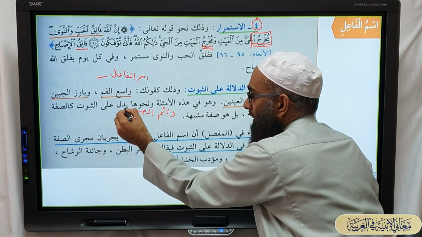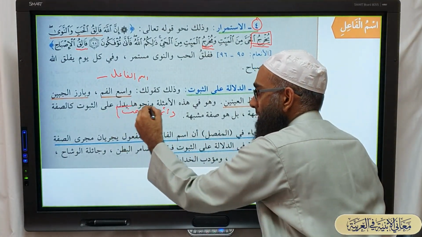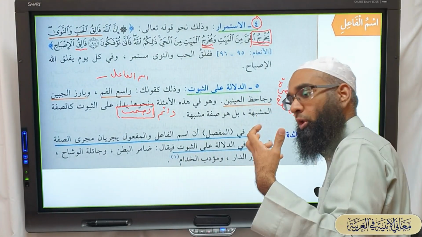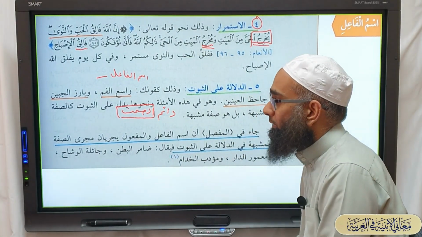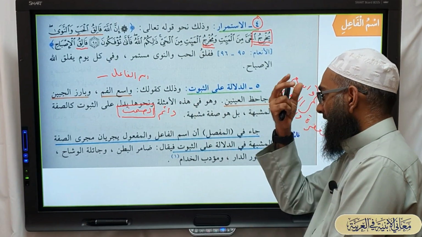So da'imus samt, this ism al-fa'il shows a long-term meaning of the Prophet having samt. Samt means to remain quiet and ponder for a long time. He had lots of time where he would just sit quietly and ponder. Okay? So this is bariz al-jabin, jahid al-aynain.